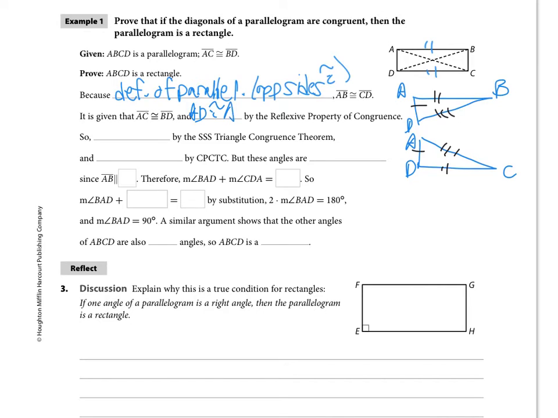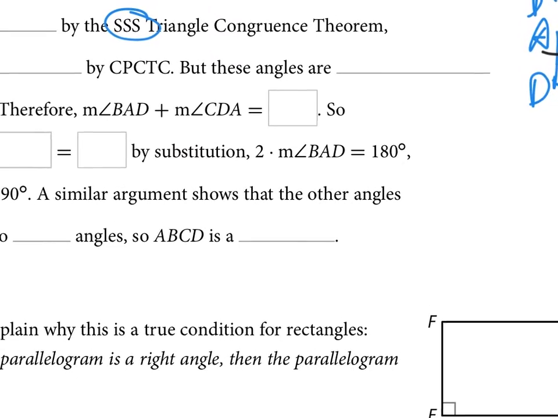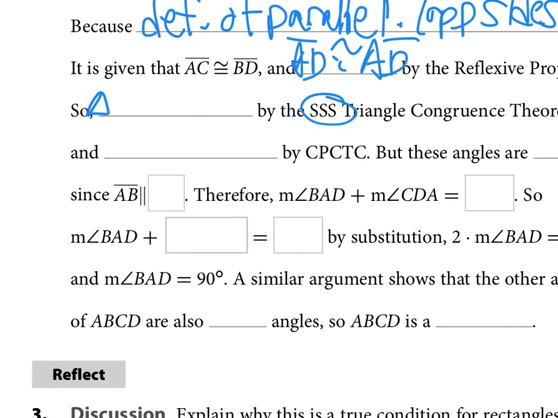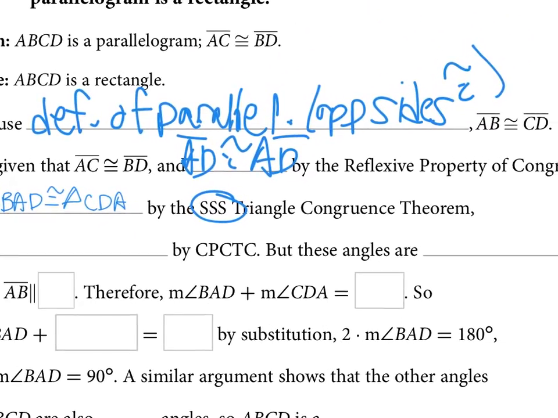AD is congruent to AD by the reflexive property. So we can say hopefully that those triangles are congruent. You can see the side-side-side theorem happening there. So there's triangle, and I'm going to zoom in a little bit so I can write a little neater here, so bear with me. So triangle BAD and triangle CDA, going in corresponding order, by the side-side-side triangle congruence theorem.